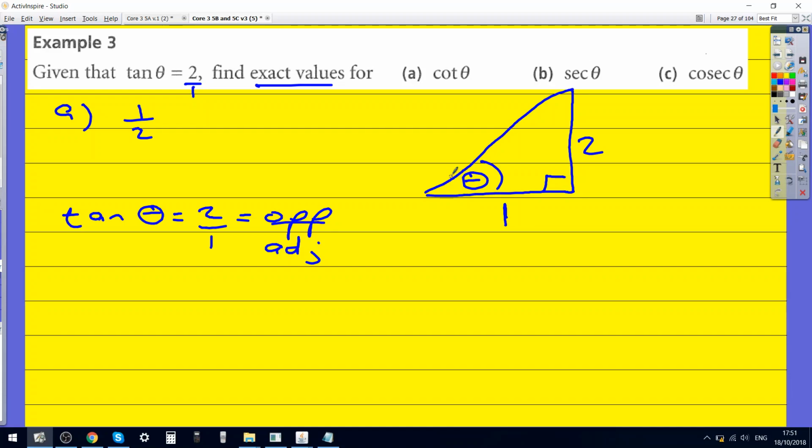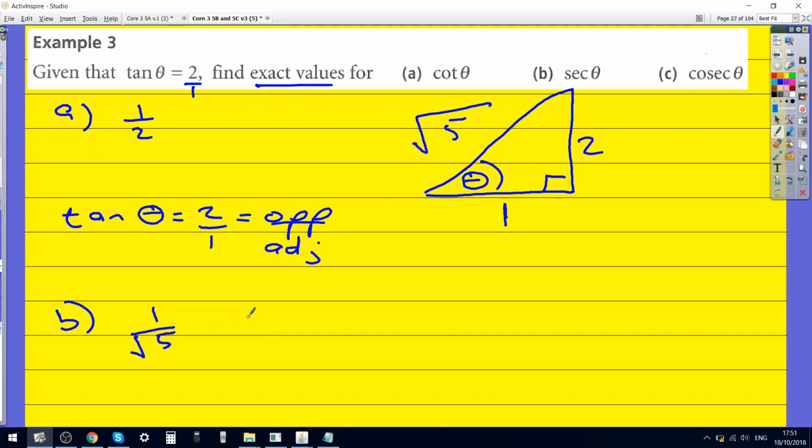So what is secant? 1 over hypotenuse. Hypotenuse equals root 5, so adjacent over hypotenuse is adjacent over root 5. And so what is secant then? 1 over root 5? Yes. 1 over root 5.